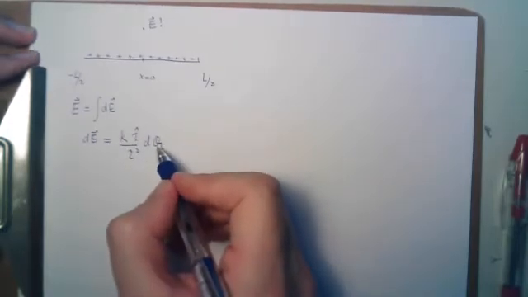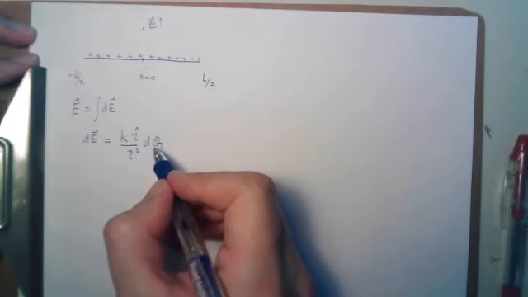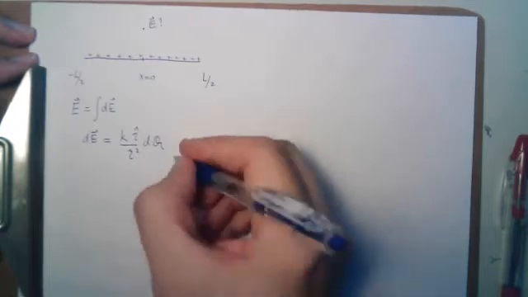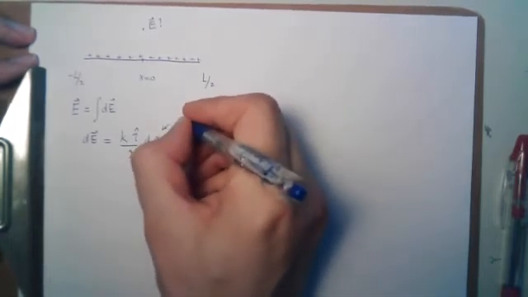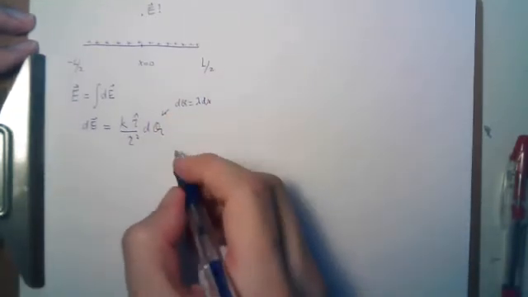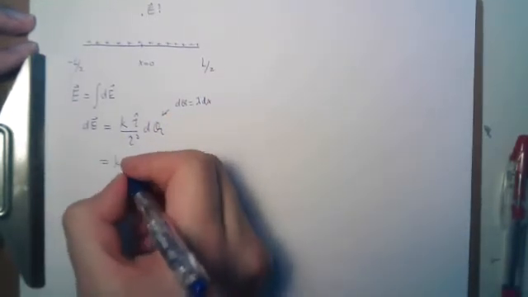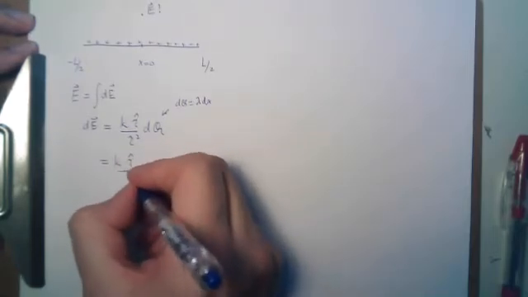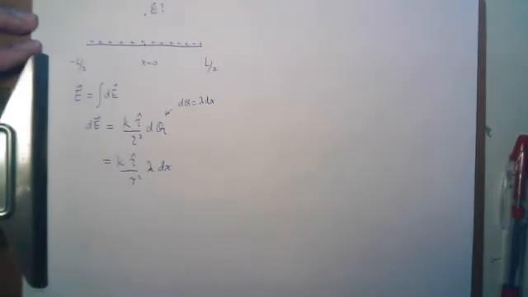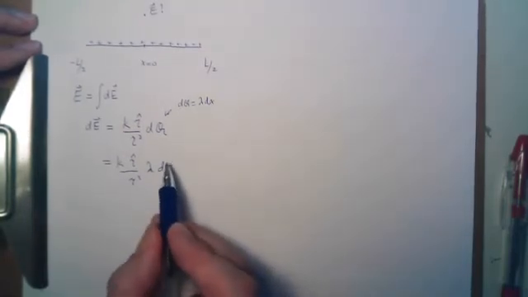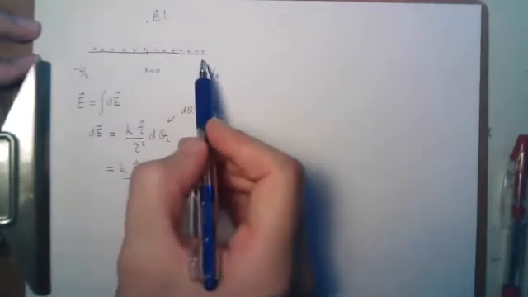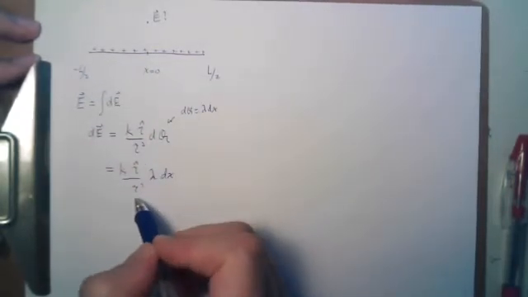And now, in order to change this to something we can actually integrate, we need to write this dq as a dx, and we do the same thing again. We say dq is lambda times dx. So in other words, we get k r hat over r squared lambda dx. Now this is something we can work with, right? This is an x we can integrate over. We can set up our integral. We were going to go from minus L over 2 to L over 2. Now we just need to put the details in for this one.